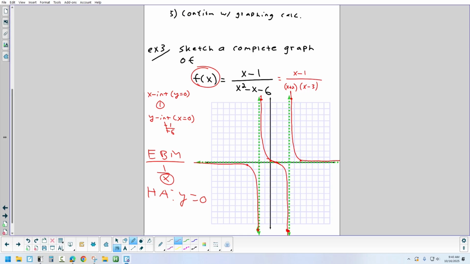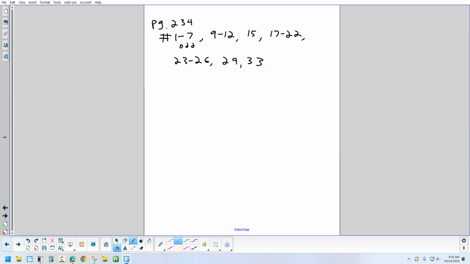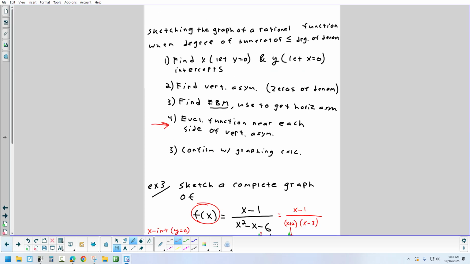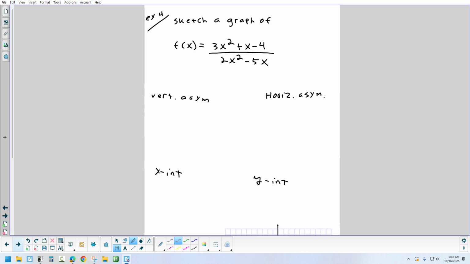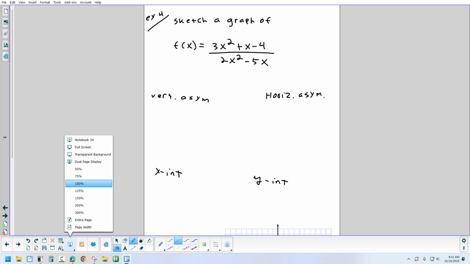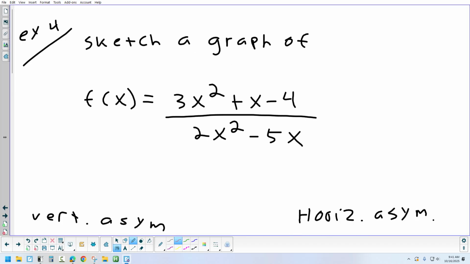All right, so we're just going to try a couple of those, and that's really it. So we did one where the degree in the top was smaller. Let's do one where the degrees are equal. It ends up looking very similar. The only difference is now your horizontal asymptote isn't at 0. Okay, let's start with the vertical asymptotes.